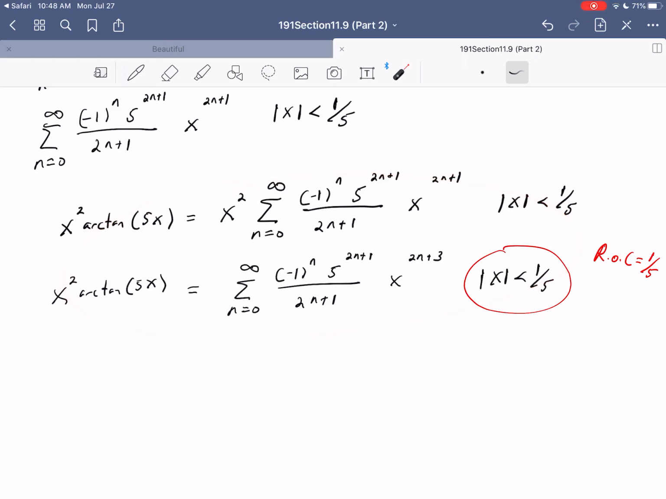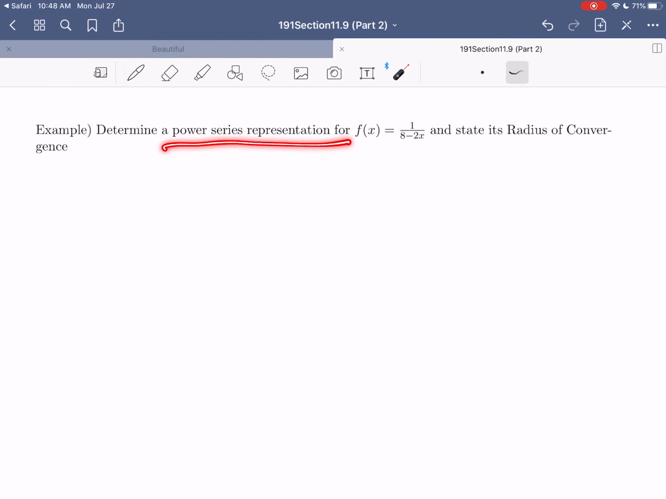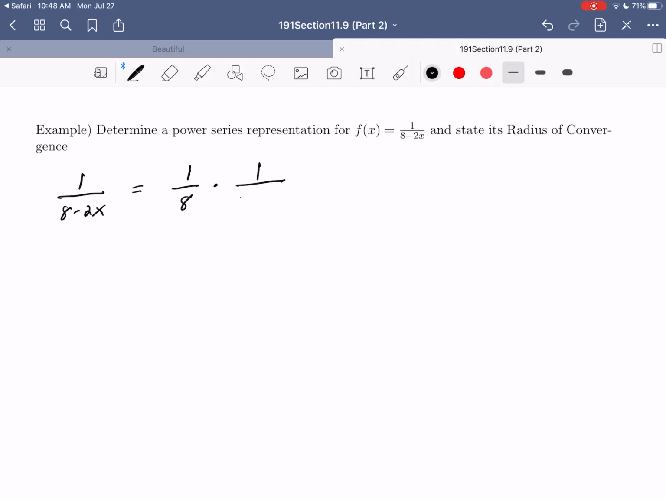All right, let's take a look at one more example now where we can actually make use of the derivative. So we're going to determine a power series representation for 1 over 8 minus 2x and state its radius of convergence. This is a rational function, so this one should be pretty straightforward from what we were doing in the previous video. So 1 over 8 minus 2x. Keep in mind, we always like to have this as 1 minus something, so we need to factor out a 1 over 8. Then it looks like we should have 1 minus x over 4.